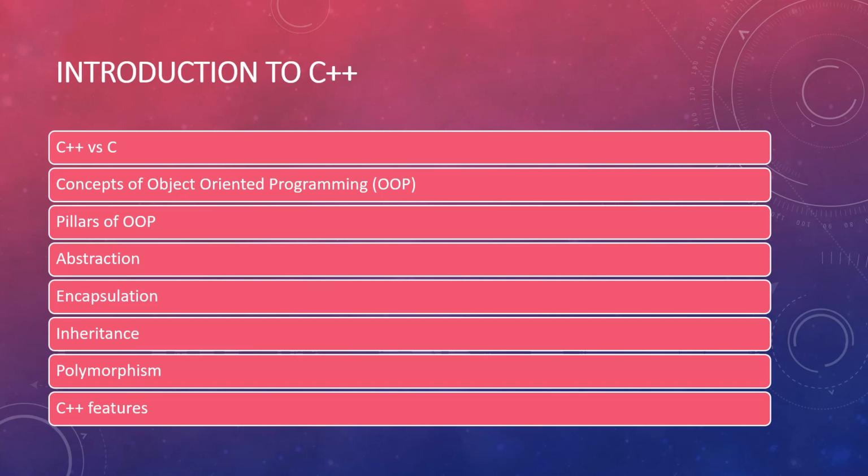Then the features like virtual functions and virtual classes. A virtual function is a function in a base class that can be overridden in a derived class. When a base class pointer points to a derived class object, the derived class version of the function is called, enabling runtime polymorphism. For example, in a shape class, draw can be declared as virtual; if circle and square override draw, the correct function is called based on the object type at runtime.